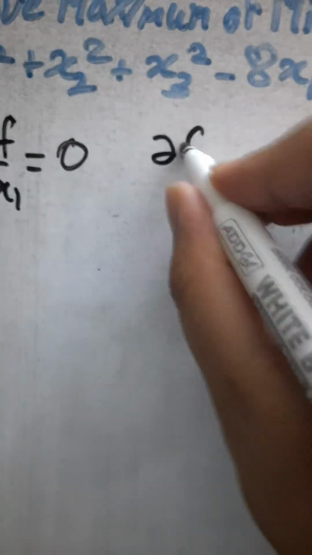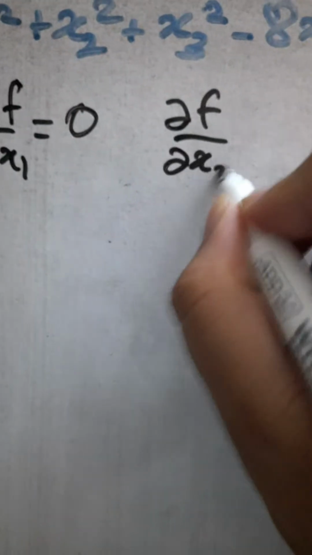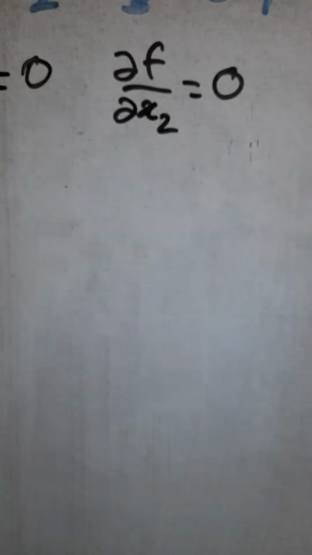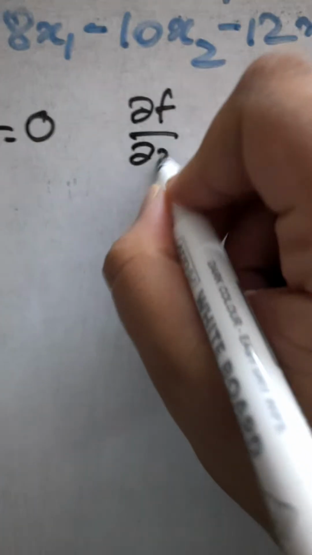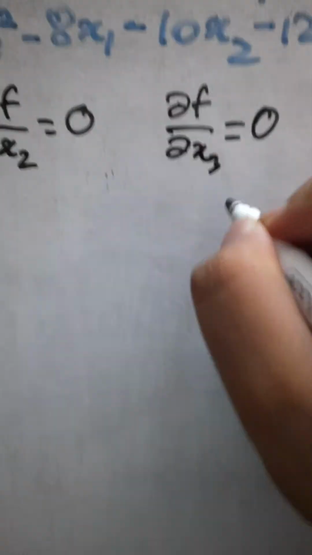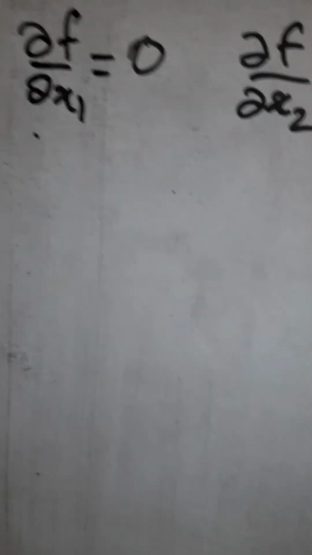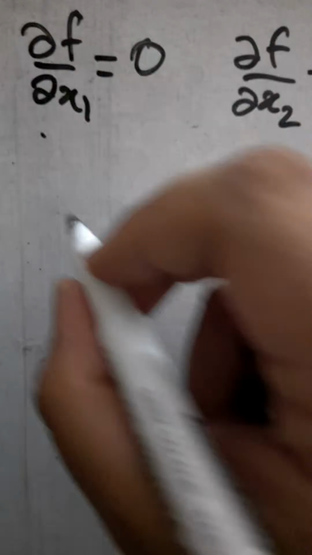First we will find the stationary points: del f by del x1 equal to 0, del f by del x2 equal to 0. For this, your partial differentiation concept should be clear, but even if it is not, I will try my best to explain it to you.